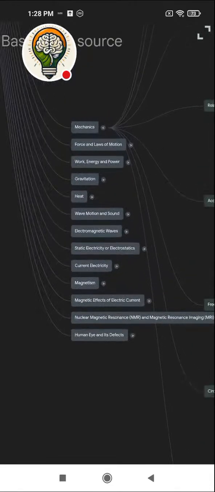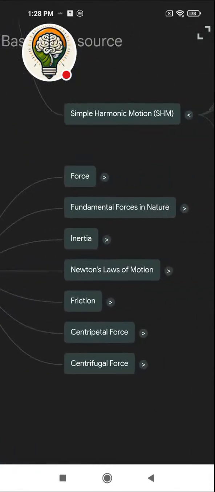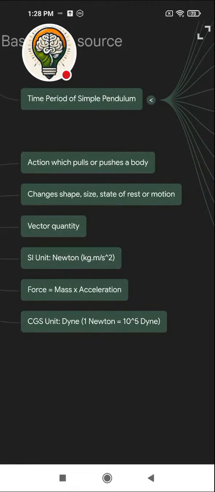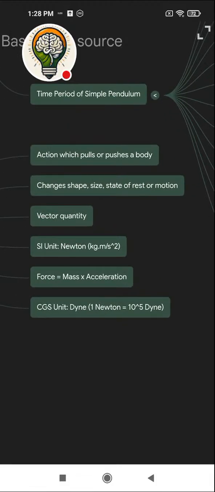Then force and laws of motion. The action which pulls or pushes a body is a force. It can change shape, size, and the state of rest and motion, and it is a vector quantity. The SI unit is Newton, kilogram meter per second square, and force equals mass into acceleration. The CGS unit is dyne, and 1 Newton equals 10 power 5 dyne.